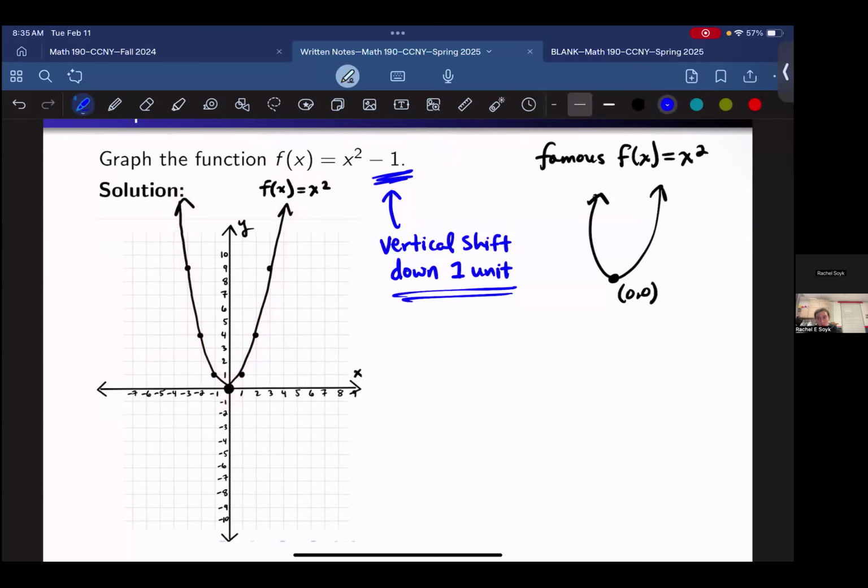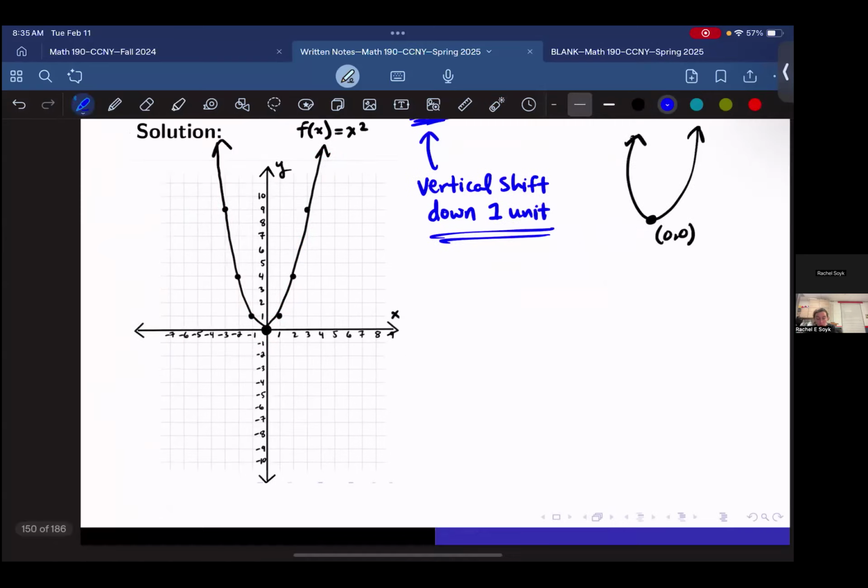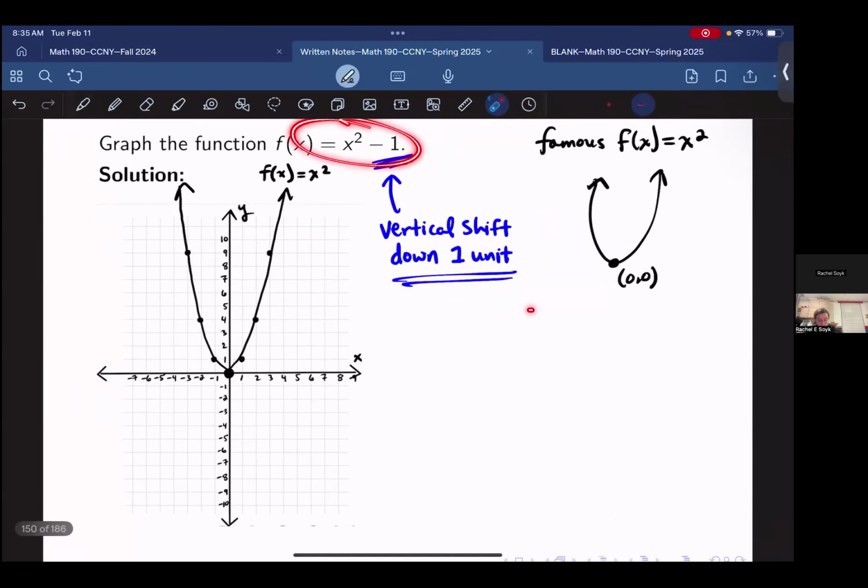So there are a few ways you can go about this. You can create your own separate table and choose values, or you can just look at all of these points that we just plotted and just shift it down 1 unit. I personally think that's way easier. And down 1 unit, down 1 unit.